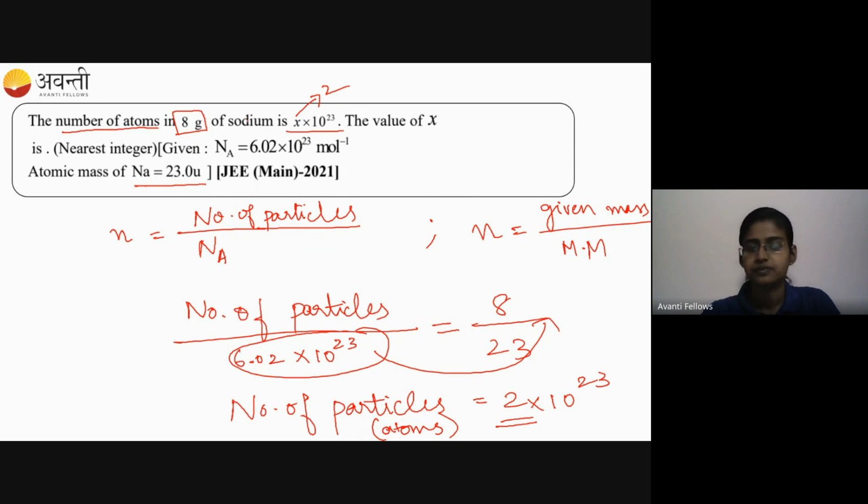Clear? These two formulas are very, very important. You should not forget them. Two formulas to find out the number of moles: one is number of particles by Avogadro number and the other one is given mass by molar mass. Okay. So let's move on to the next question.